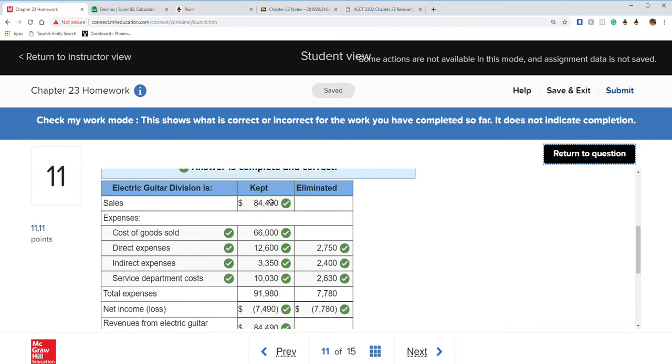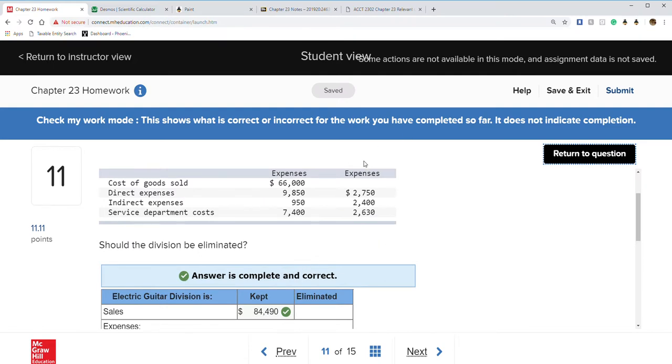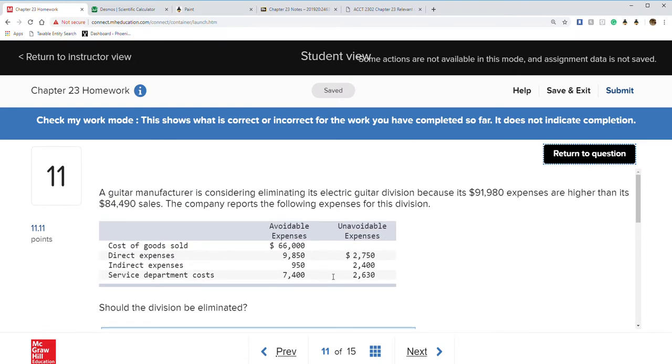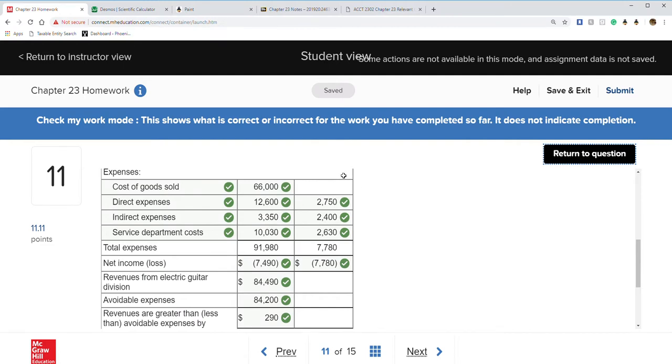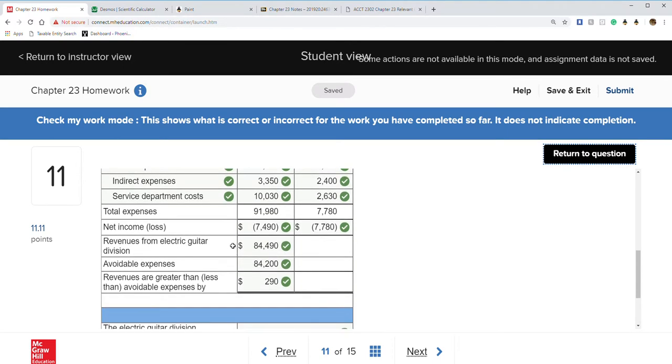So again, revenue, don't move it over. Cost of goods sold, it's not moving over. They only want unavoidable expenses right here. In this column, total them up, that's your loss. Here we do the exact income. So they do want to know the income.